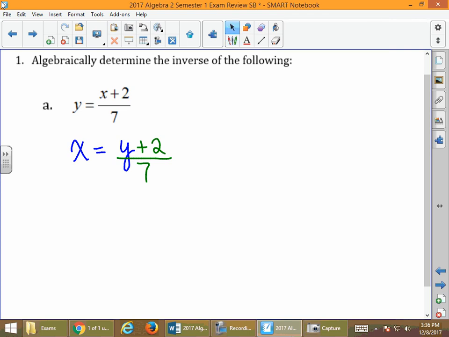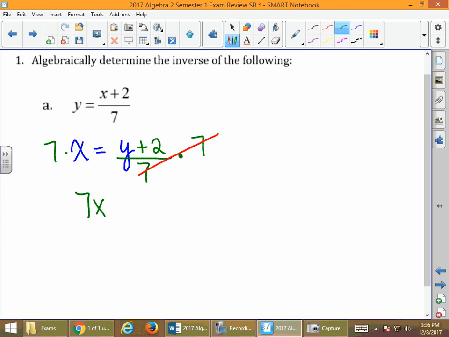And the way that we can do that here, since it's y plus 2 divided by 7, is we can multiply the right side of the equation by 7, and we can multiply the left side of the equation. And now the 7s cancel out over here, and we're left with 7x equals y plus 2.